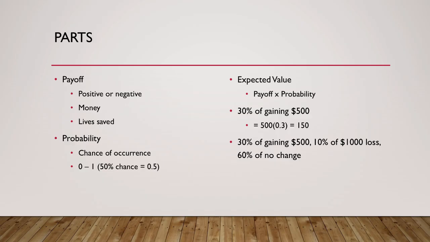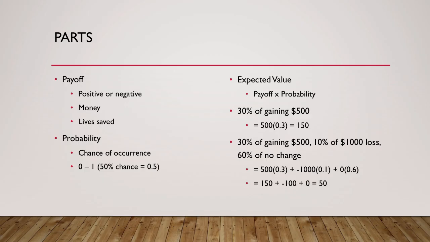Right, so I've got my payoffs and my probabilities, but I've got more than one. Well, I just add them together. So I've got a 30% chance of getting 500, that's 500 multiplied by 0.3, and then I add that to my 10% chance of a $1,000 loss. So add in a negative $1,000 times 0.1, and then a 60% no change, that's 0 times 0.6. That ends up being 150 plus a negative 100 plus 0. If we add all that together, we get 50. So $50 out of that scenario.